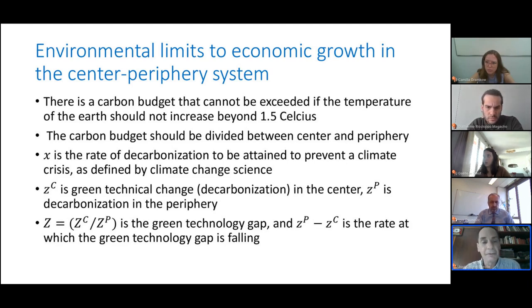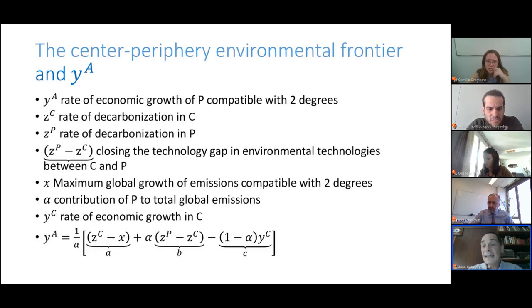We made some estimates for Latin America, and we found in the Latin American case what we called a center-periphery environmental frontier. For each rate of growth of the center, what the maximum rate of growth of the periphery is that is consistent with the nationally determined contributions. I will not enter into the technical aspects of the estimation, but we identified the importance of catching up in green technologies if the periphery is to grow and at the same time to decouple, to prevent emissions from reaching levels that are in the long run unsustainable.